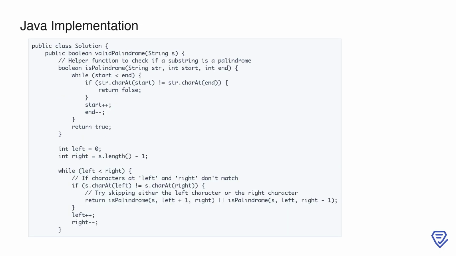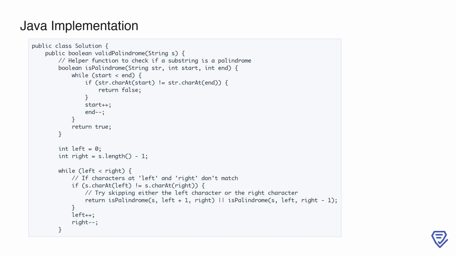Here, we begin by defining the main method valid palindrome, which takes a string S as input and determines if it can become a palindrome by removing at most one character. Inside this method, we define a helper function called isPalindrome that checks whether a substring of S is a palindrome. The helper function uses a two-pointer approach, comparing characters from the start and end of the substring. If the characters mismatch at any point, the function immediately returns false, otherwise, it continues until the pointers meet or cross, confirming the substring is a palindrome.